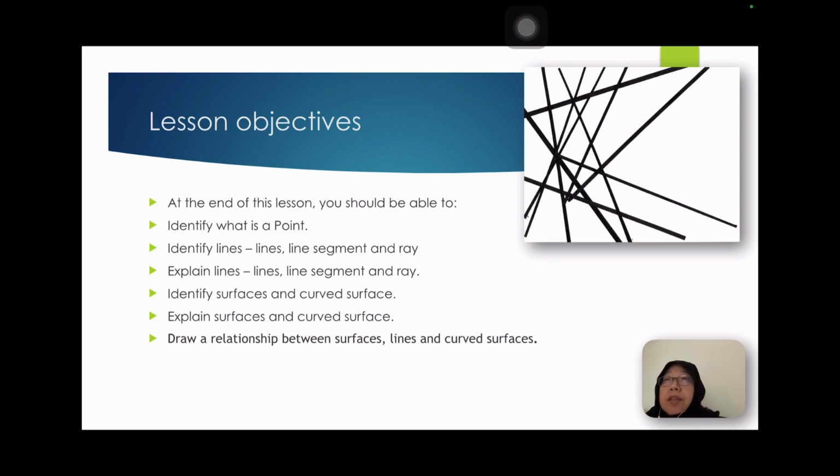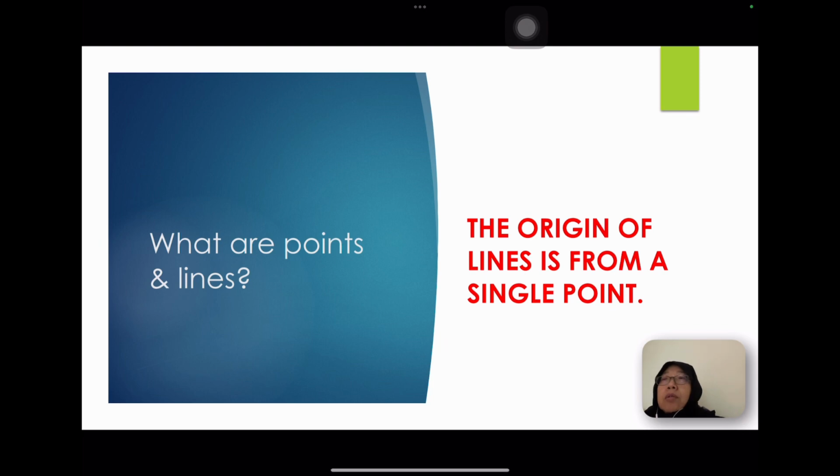The next thing is to identify surfaces and curved surface. Explain surfaces and curved surface. And then draw a relationship between surfaces, lines, and curved surfaces. So, what are points and what are lines? The origin of lines is from a single point.